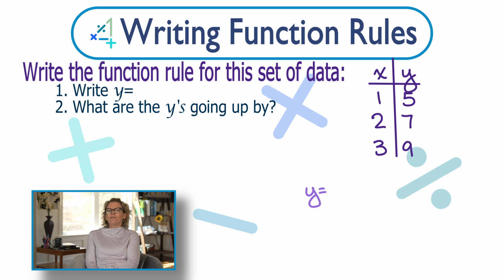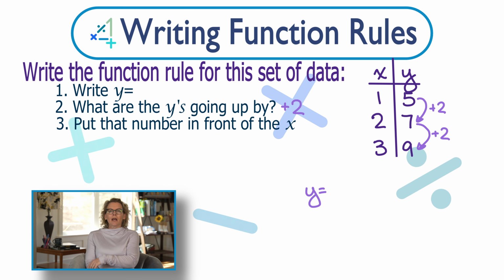Step 2, find out what the y's are going up by. For this example, the 5 goes to a 7, and then the 7 goes to a 9, increasing by 2 each time. Step 3, write that number in front of the x to start our equation. We multiply it by x because it goes up by 2 every time that x goes up. We are at y equals 2x, but we're not done yet.